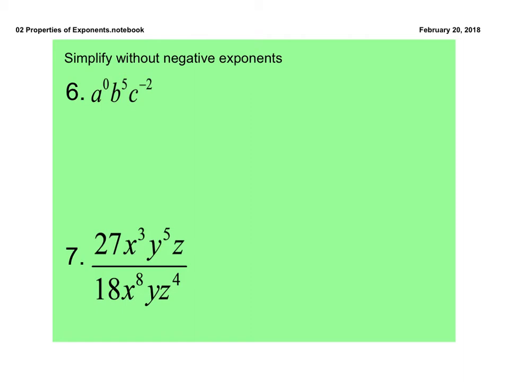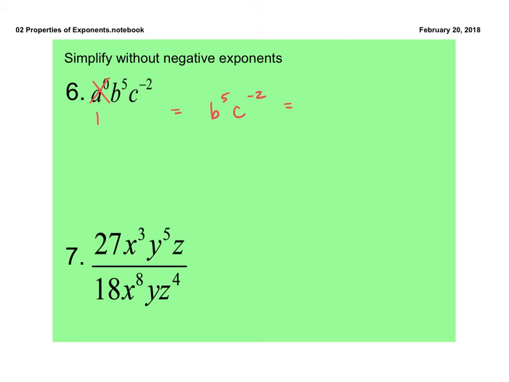Okay, let's try with some other variables here. Now, we can't combine these because a and b and c are different, but we know that a to the 0 is 1. So we know that's 1, which means that we're initially left with b to the fifth times c to the negative second.